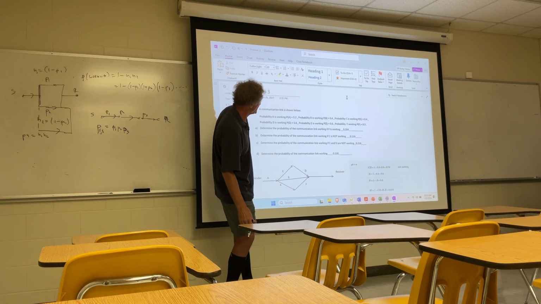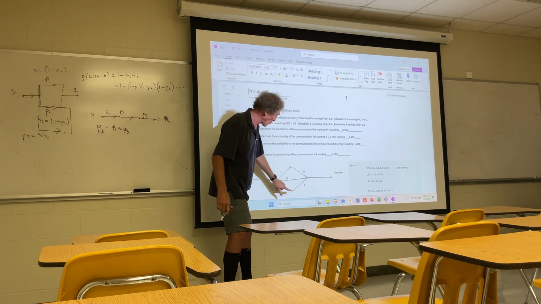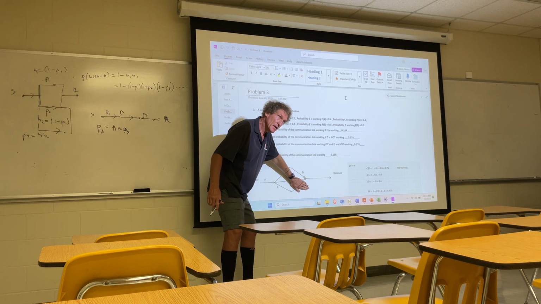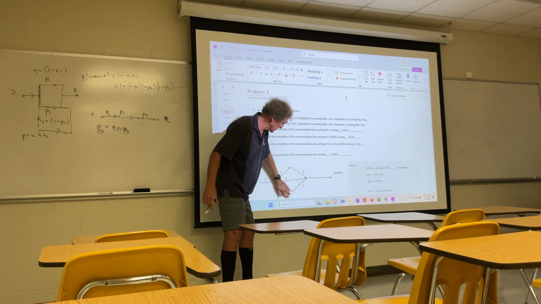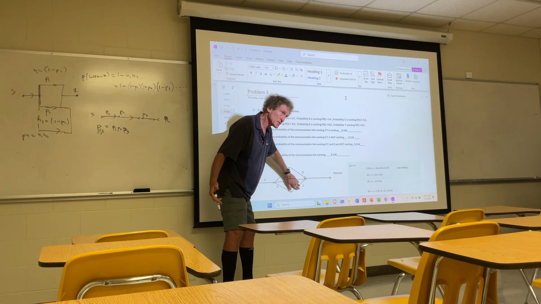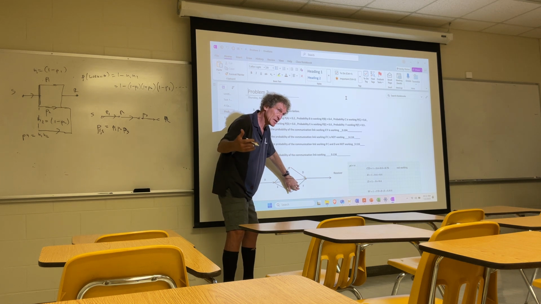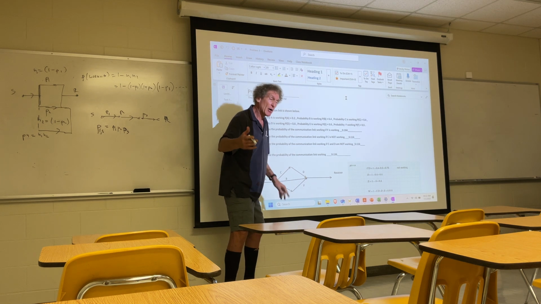So this one says the probability of F is working. Well, if F is working, then that lower link becomes probability of E alone down there that it's working. You all see this, class? Because we're guaranteeing this is working, and 1 minus the probability of E would be the probability of the lower link not working.